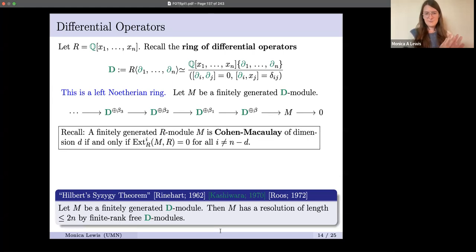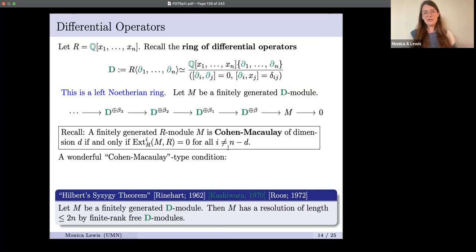So let's talk about Kashiwara's notion of holonomicity. Just recall, in terms of commutative rings only, that a finitely generated R-module M is called Cohen-Macaulay of dimension d, here R is our polynomial ring in n variables say, if and only if all of the Ext^i modules from M to R vanish for i not equal to n minus d. Okay, so we can give a description of Cohen-Macaulay in terms of this vanishing of Ext conditions.